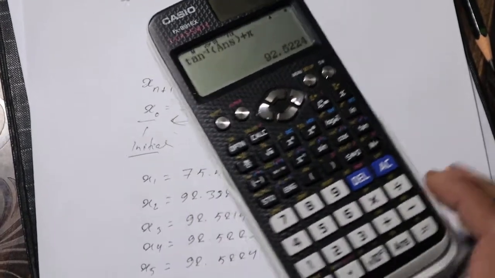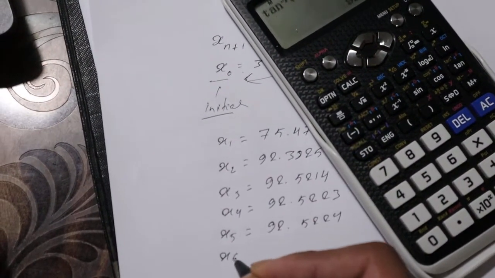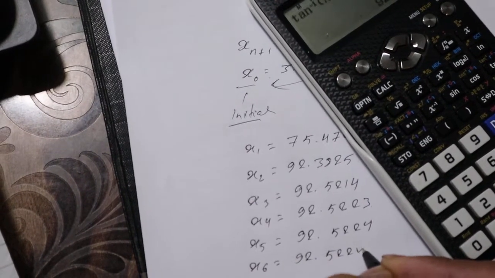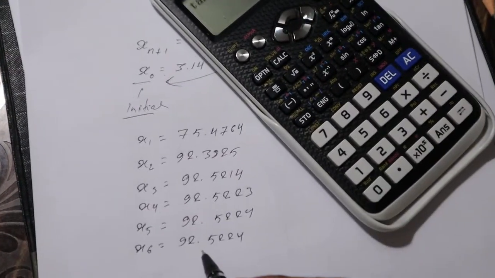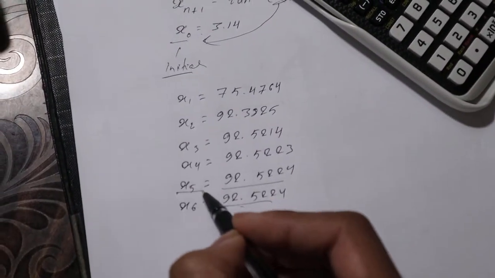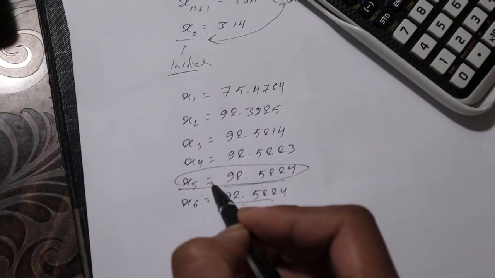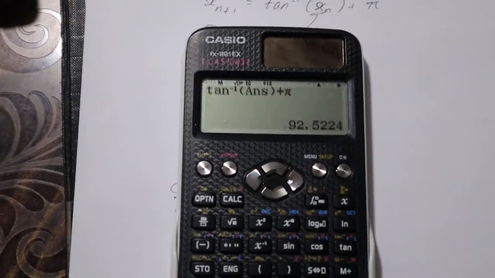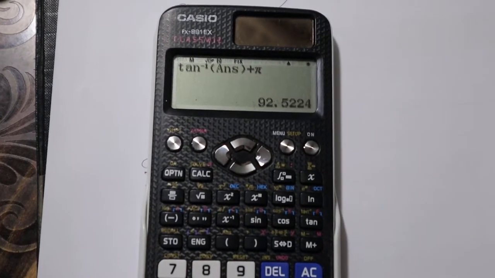So it means that at x6 we get this, so this answer is the same here. So we can conclude that this is our root of the equation. Okay, so like that you can find out other iterative answers by using this method.